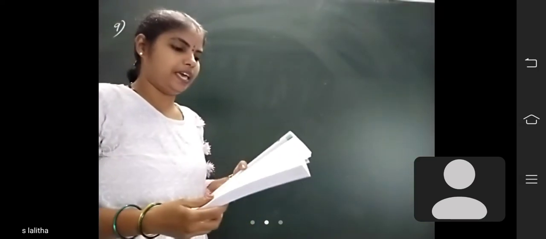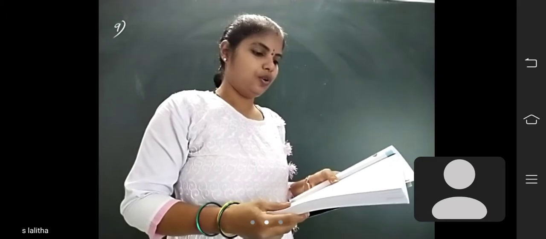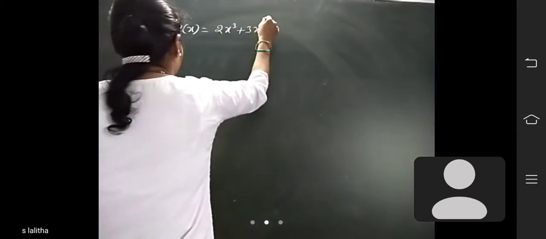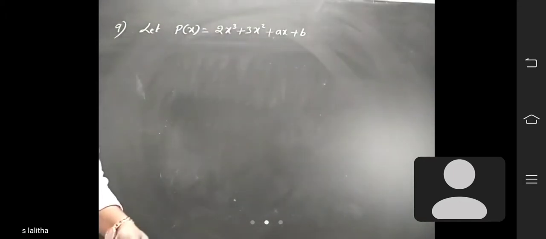So when a polynomial 2x cube plus 3x square plus ax plus b is divided by x minus 2, the remainder is 2, and divided by x plus 2, the remainder is minus 2. Find a and b. So here what is given? Let p of x equal to, what is the polynomial given? 2x cube plus 3x square plus ax plus b. Okay. It is divided by x minus 2, the remainder is 2.